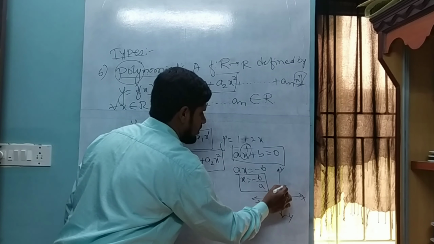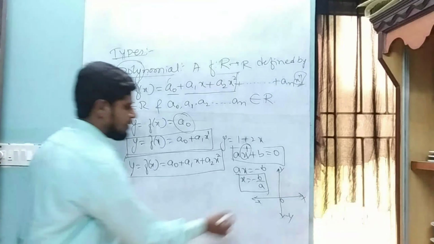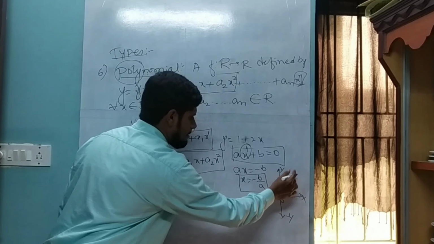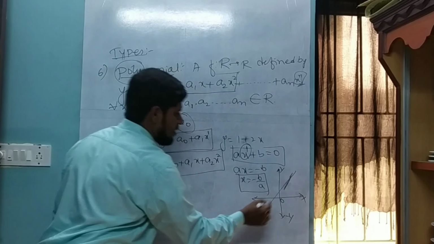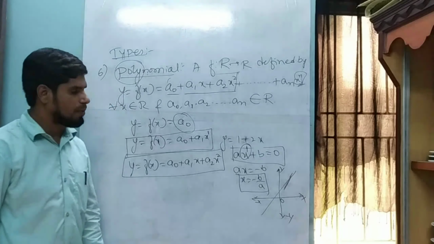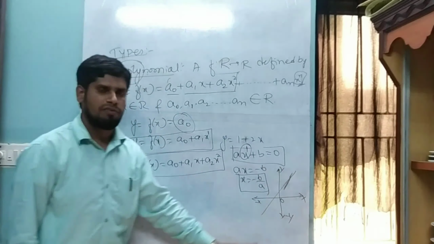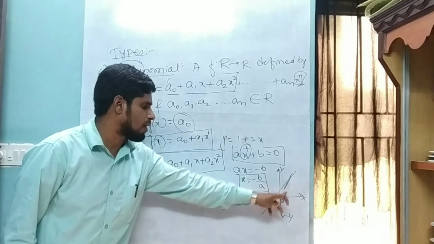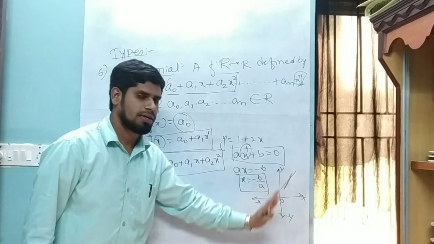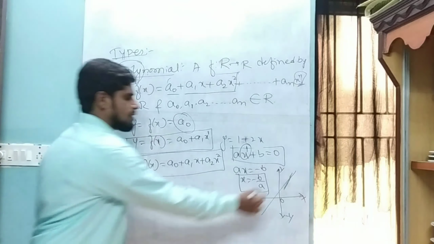If this is the origin, it depends on the values of a and b. It will be a straight line graph like this, or any kind of graph, but it must be a straight line graph. Sometimes it passes through the origin, sometimes it may not, but it is always a straight line graph like this.